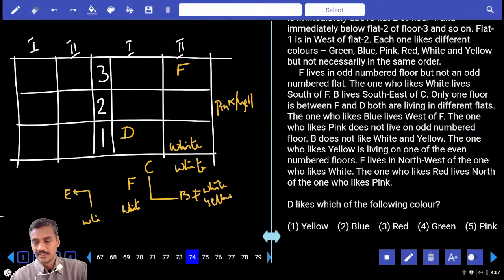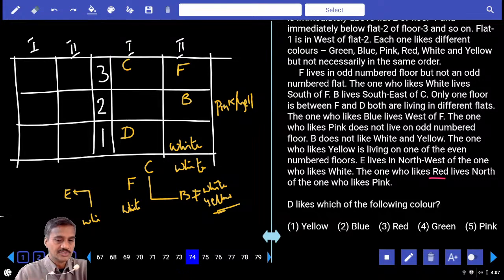Now if white is here, and E is to the northwest of the one who likes white, and the one who likes red lives north of the one who likes pink. Now C and B were like this. B is neither white nor yellow, hence B must be at this place. Now B is here, and C is here. Now C, F, B, D were done. Now we are left with two more persons, E, and E is at this place. Now if E is here, A must be at this place.